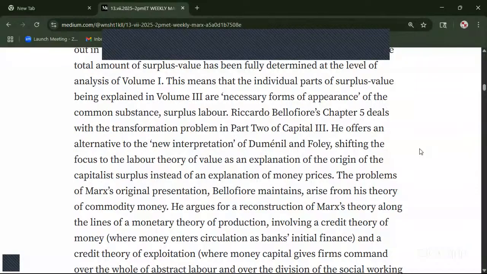He argues for a reconstruction of Marx's theory along the lines of a monetary theory of production, involving a credit theory of money, where money enters circulation as banks' initial finance, and a credit theory of exploitation, where money capital gives firms command over the whole of abstract labor and over the division of the social working day in production.